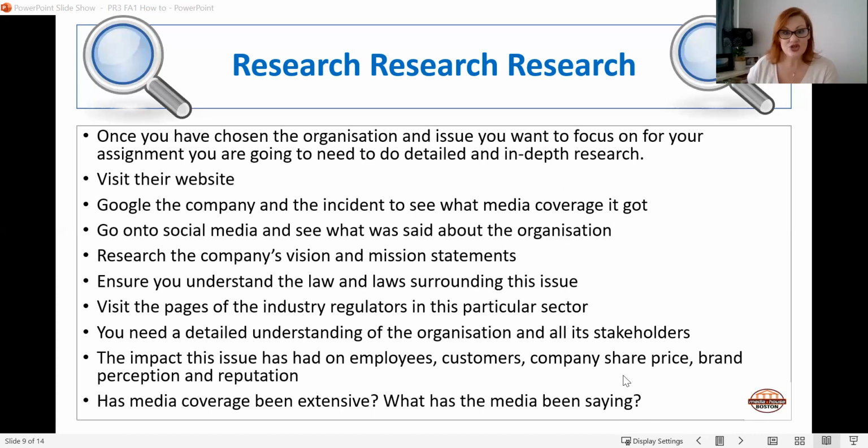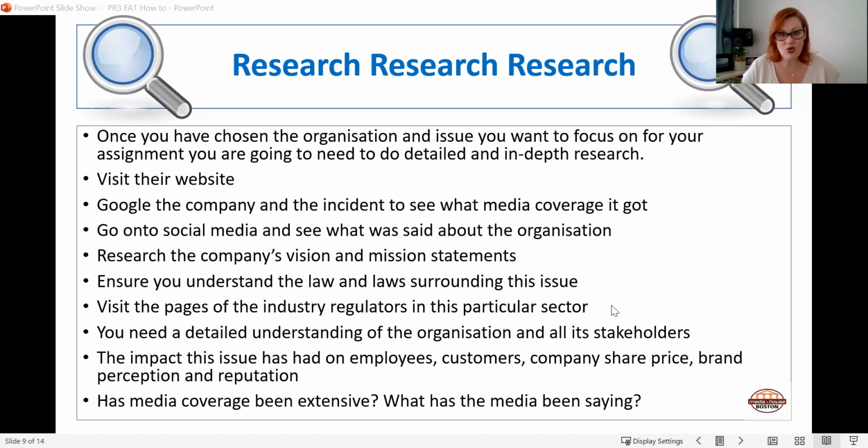Ensure you also do some research on the law and the laws surrounding the issue, because there might be certain legalities that you need to understand in terms of protecting identities, protecting people's personal information, that kind of thing. Find out, research, and visit the pages of the industry regulators in this particular sector. And you also need a detailed understanding of the organization and all its stakeholders. Also, what impact has this issue had on employees, on customers, on your company share price if it's a publicly listed company? Brand perception and reputation.